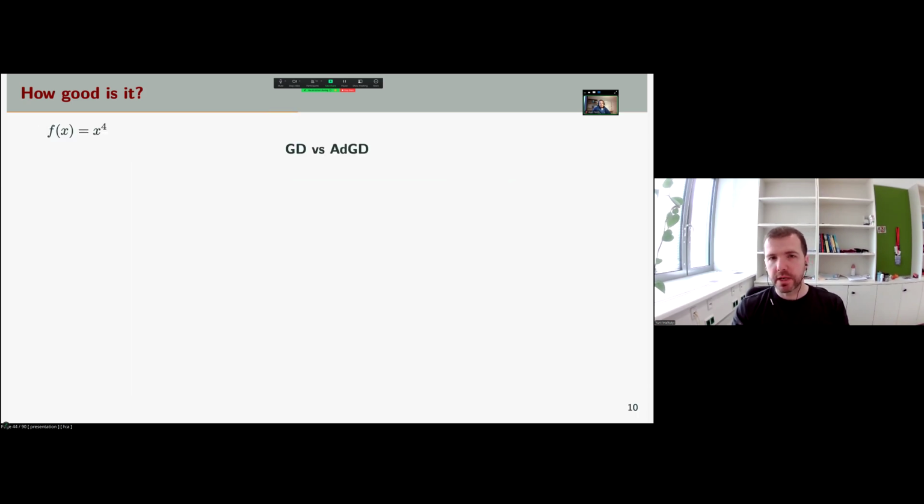We just want to compare gradient descent and adaptive gradient descent for a very simple function, x to the power 4. It's a convex function. It is not L-smooth, but for gradient descent we can still pick step sizes so that there is a descent. If your first fixed step size is good enough, then it will converge. The problem is that x to the power 4 is a very flat function, and the solution, of course, is 0.